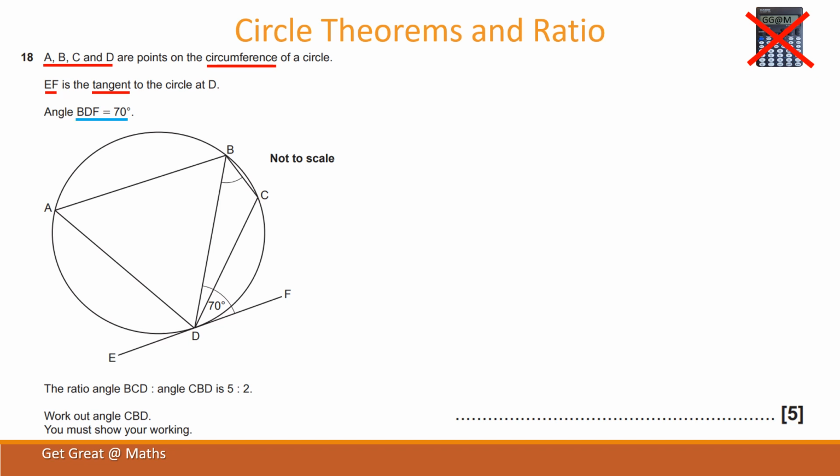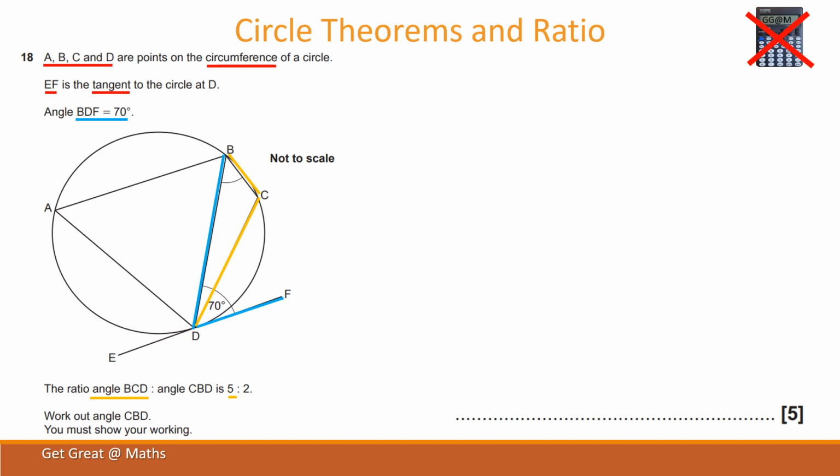You're told that the angle BDF is 70 degrees. So that means the angle between B, D and F, which is the angle that's just been highlighted here, you can see is 70 and it has been labelled on the diagram. You're told that the angle BCD, which has just been highlighted in the diagram in yellow, so between B, C and D, is a value of 5.